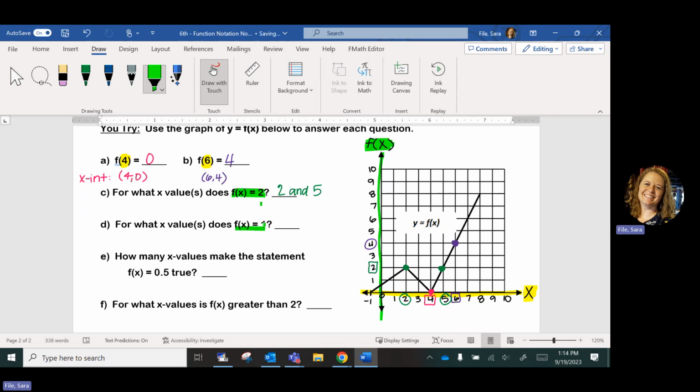All right, what about f of x equals 1? So we are going on the y-axis, or the f of x axis, to 1. And I'm going to find my graph, and I've got 1, 2, 3 places where my graph exists when the y value is 1. Okay, what x values are those? What is this x value? Yeah, that's about halfway to 1, so I'd say 0.5.